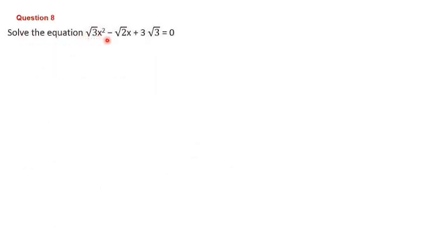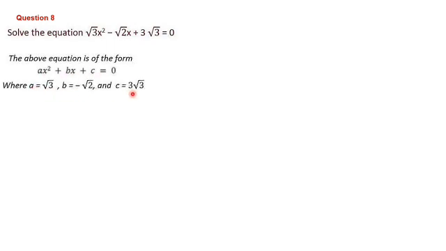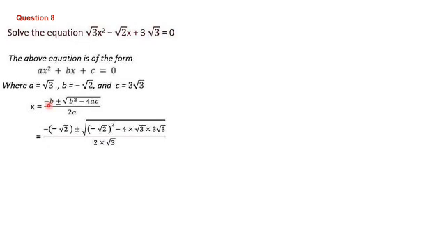Solve the equation root 3 x square minus root 2 x plus 3 root 3 is equal to 0. Again, we can compare it with the general form and write a, b and c. a is root 3, b is minus root 2. Remember the sign, minus root 2, c is 3 root 3. And x is equal to minus b plus or minus root of b square minus 4ac by 2a. Quadratic formula we have written. Let's substitute it. Minus b is minus root 2 plus or minus root of b square, which is minus root 2 the whole square, minus 4 into a, which is root 3, into c, which is 3 root 3, divided by 2 into a, which is root 3. So 2 into root 3 is coming in the denominator.